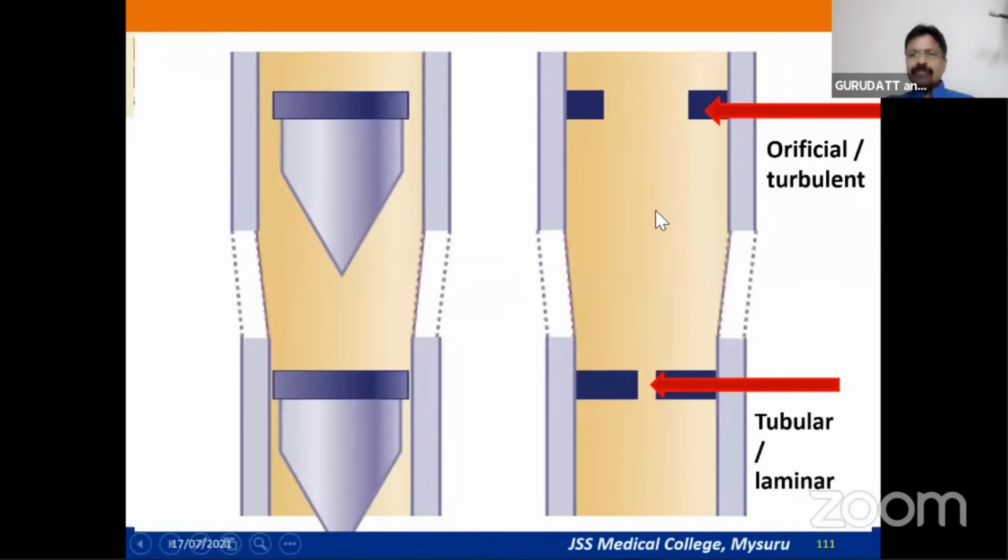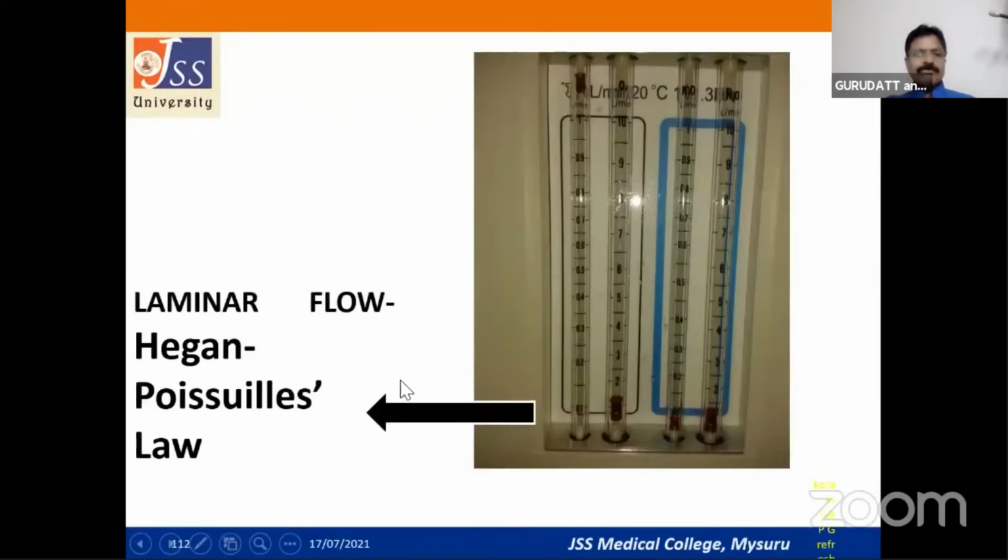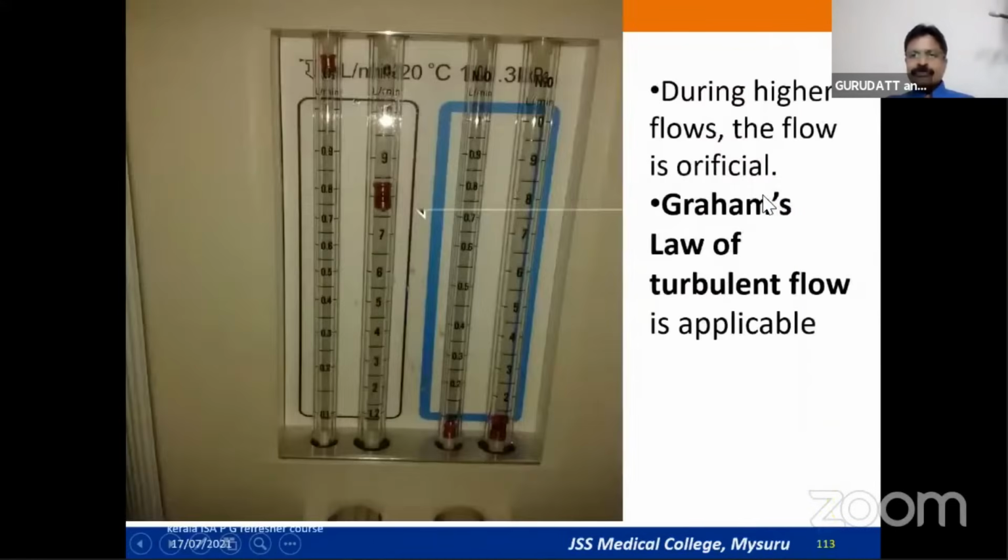Why we should know, again, is an exam question. For lower flows, I told you Hagen-Poiseuille's law, because the flow obeys the viscosity, where flow is inversely proportional to the viscosity. And with the higher flows, because it is turbulent flow, it obeys Graham's law, wherein the flow is inversely proportional to the square root of density.